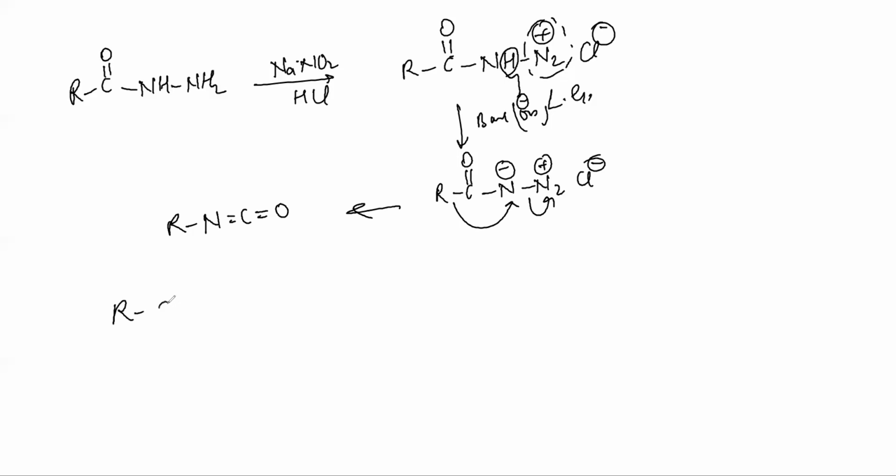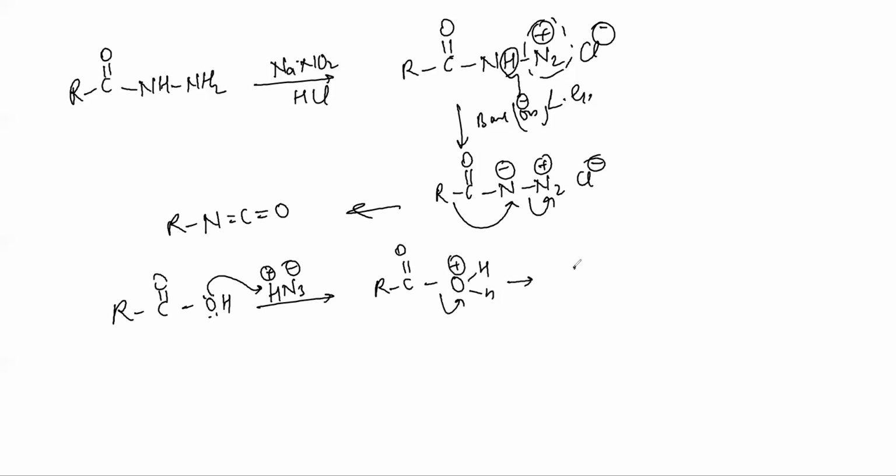Let's say we have RCOOH. You treat it with HN3. What is HN3? It is an acid. So the oxygen lone pair will attack here. Same, you will see that everything is the same. Nothing is different. OH2 plus oxygen will leave. R C double bond O plus, and here this species will attack.